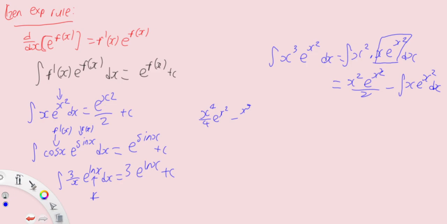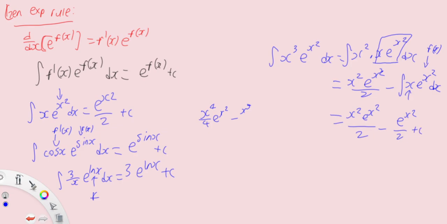And then you notice, hey, I can integrate x e to the x squared, because this power is the f(x), and the derivative is simply 2x. I'm just missing the 2, but I have the x, which is sufficient. Then I'll get the final answer of x squared e to the x squared over 2 minus e to the x squared over 2 plus c.